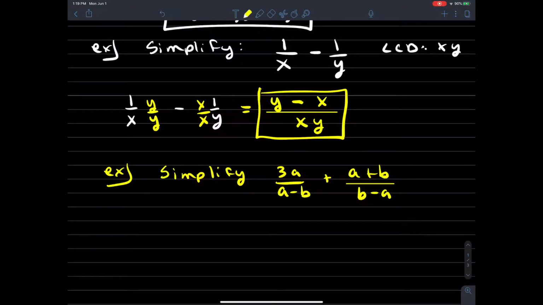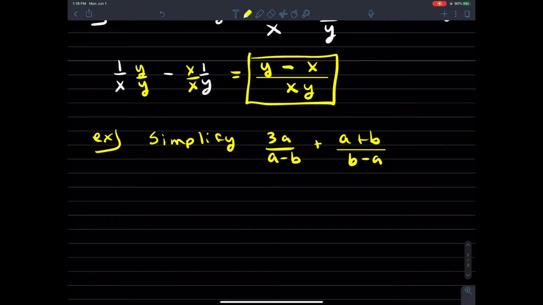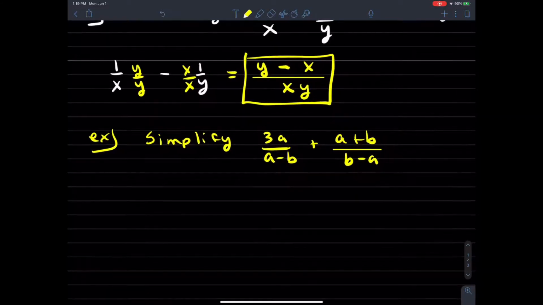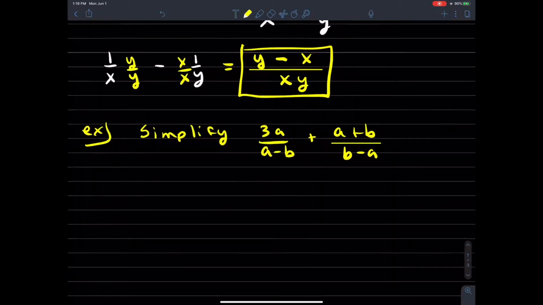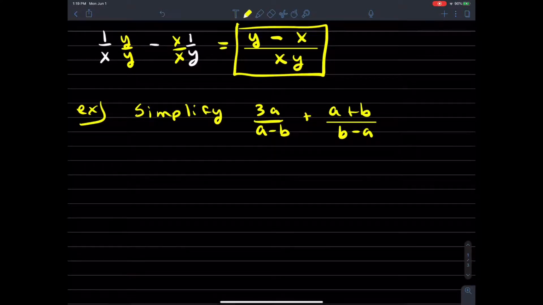Okay, here's another example. We want to simplify 3a over a minus b plus b over b minus a. Here's the thing though. We don't want to say my LCD is a minus b times b minus a, because that would just be too big. The problem will be enormous, and then we'll have a lot of simplifying to do if you don't find the smallest common denominator.